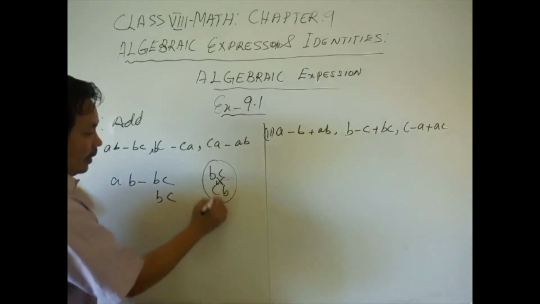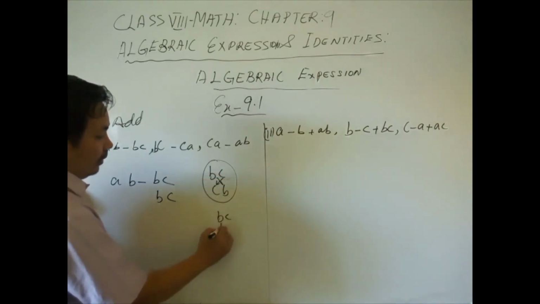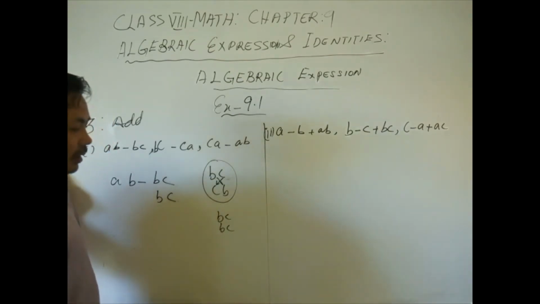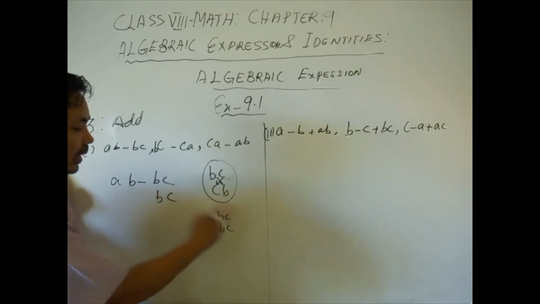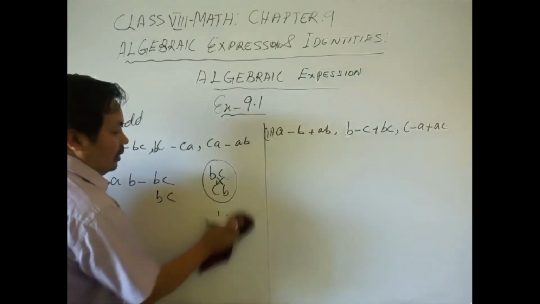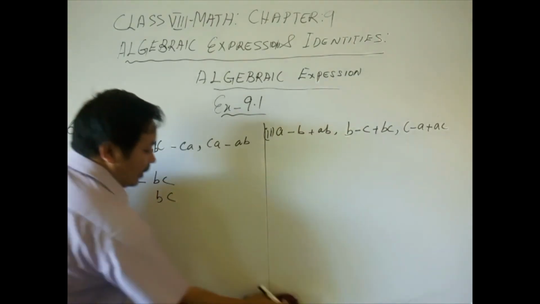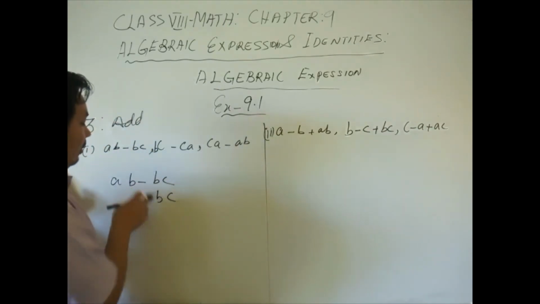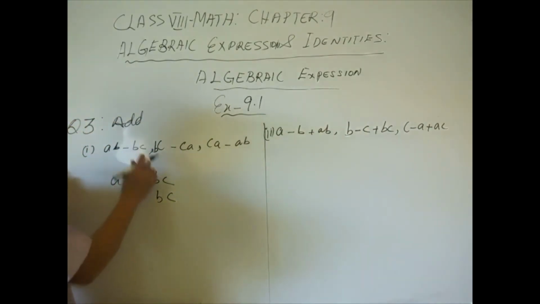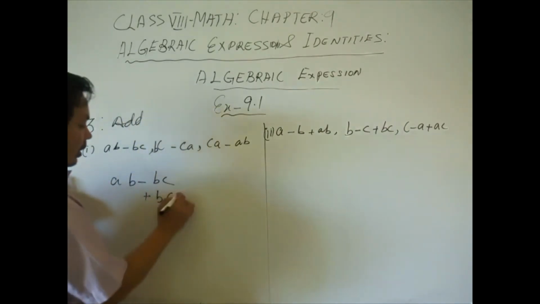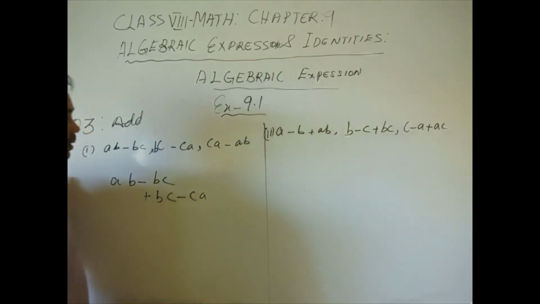So this CB you can write as BC. Remember that commutative property of multiplication. So we can change the base. So BC. But here the BC is plus or minus plus. When there is no sign, we take plus, isn't it? Then next is CA.